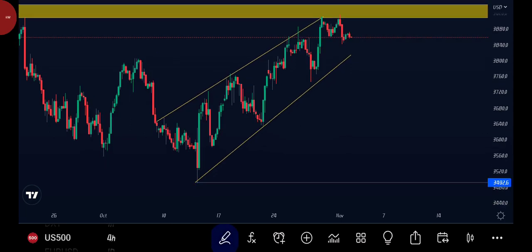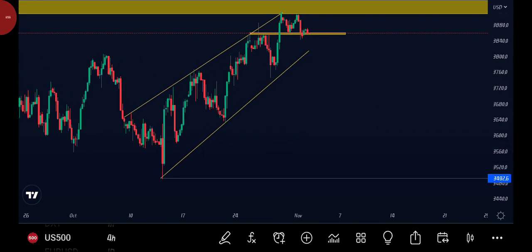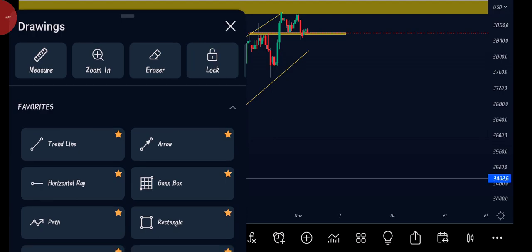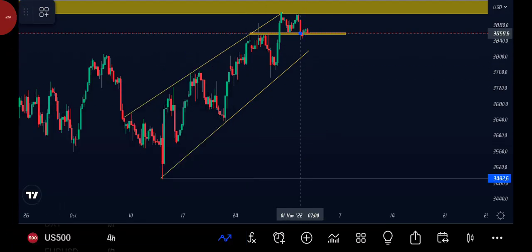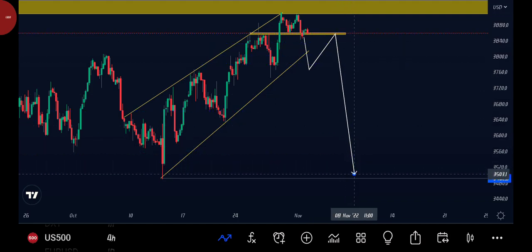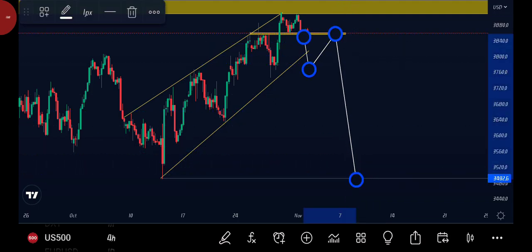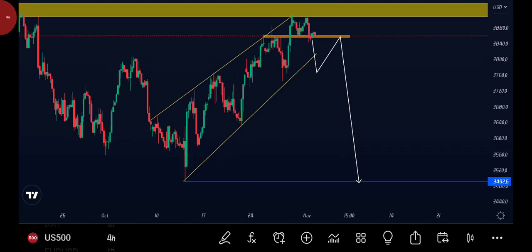So this thing, if it breaks this level, we have a strong minor support over there. So if it breaks that support, then we should expect something like an inverted head and shoulder, right? Something like this. So we expect it to form a head and shoulder.